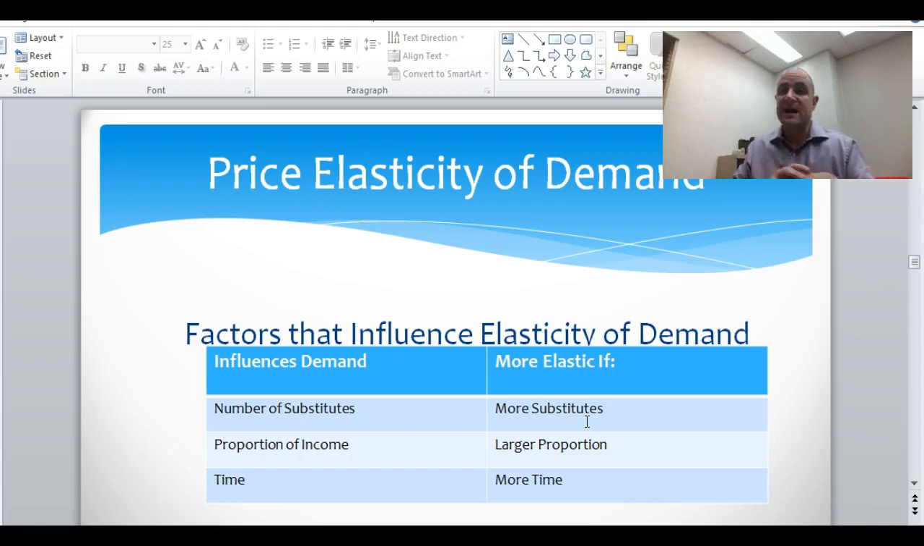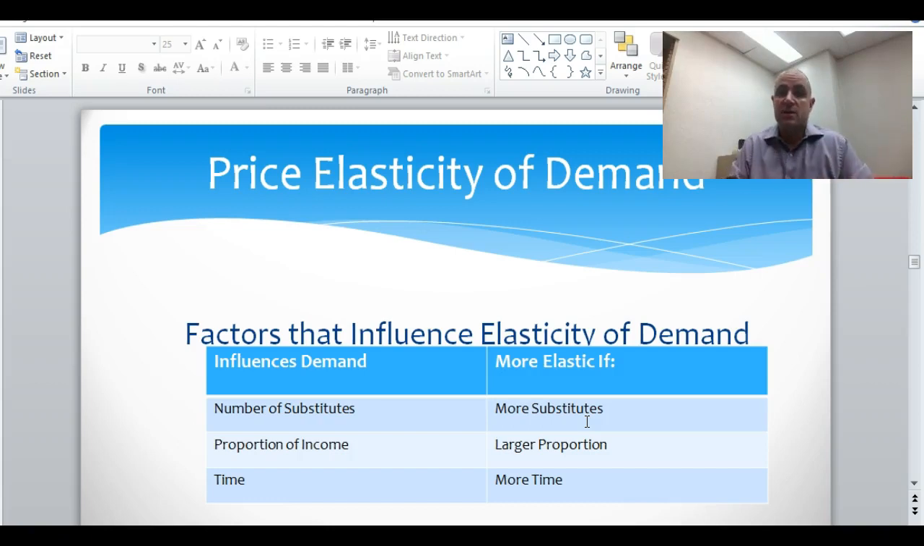Time is another one, and time kind of goes back to number of substitutes in a way. The idea is that the more time that passes, the more elastic demand becomes. The reason is that if something happens that causes price to change, over time, people are going to either search for alternatives or come from alternatives. So, for example, let's say that a bank decides to raise their overdraw fees. They raise all their fees up, right? So basically, the price of being at that bank goes up.